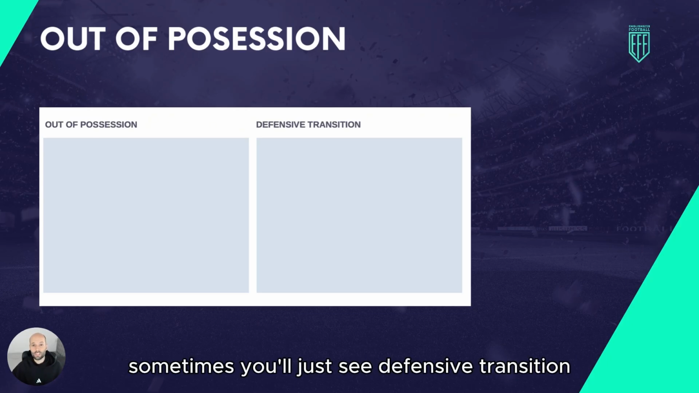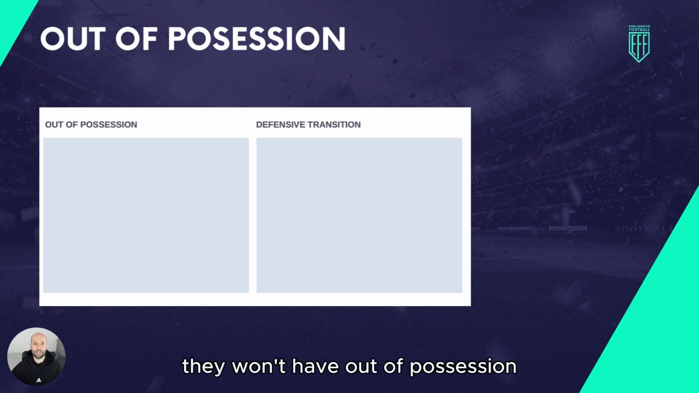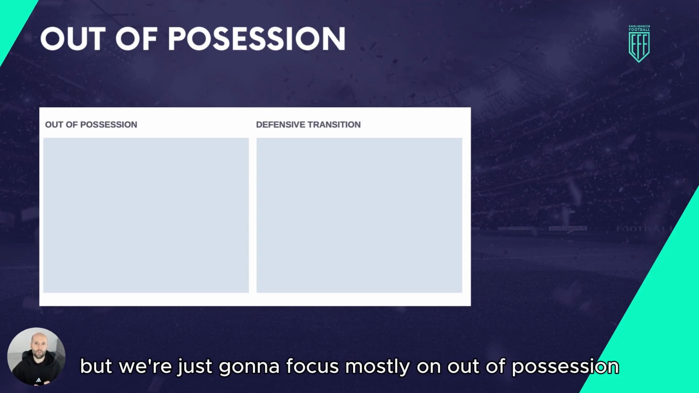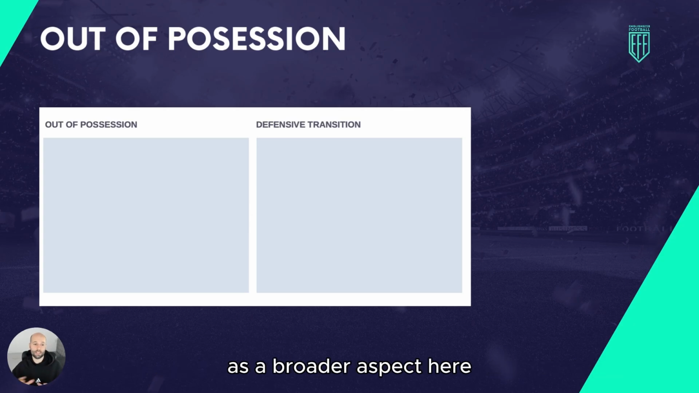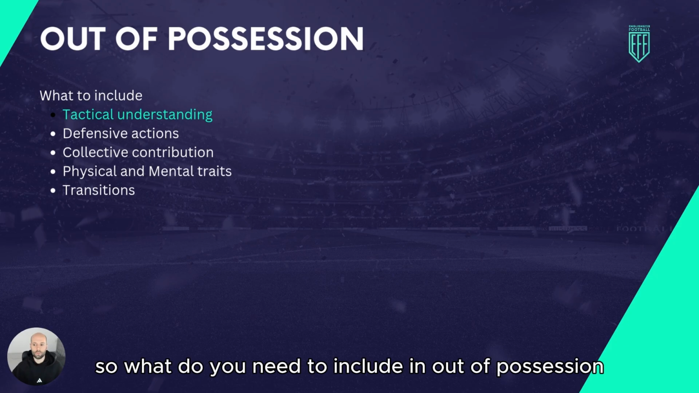Sometimes you'll just see defensive transition. They won't have out of possession, it will just be defensive transition, which is what is that player going to do once his team lose the ball? What's their role, responsibility? And we'll cover some of those things in this video that you can put in there. But we're just going to focus mostly on out of possession as a broader aspect here. So, what do you need to include in out of possession?